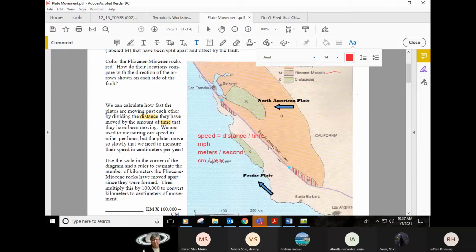So a centimeter is about the width of your finger. And we're going to see how many centimeters they move in a year, because they're moving much more slowly than we drive, much more slowly than an object falls to the ground. So we can't use miles per hour, we can't use meters per second, but we can use a different measure of distance and time, centimeters per year, because they move slowly.